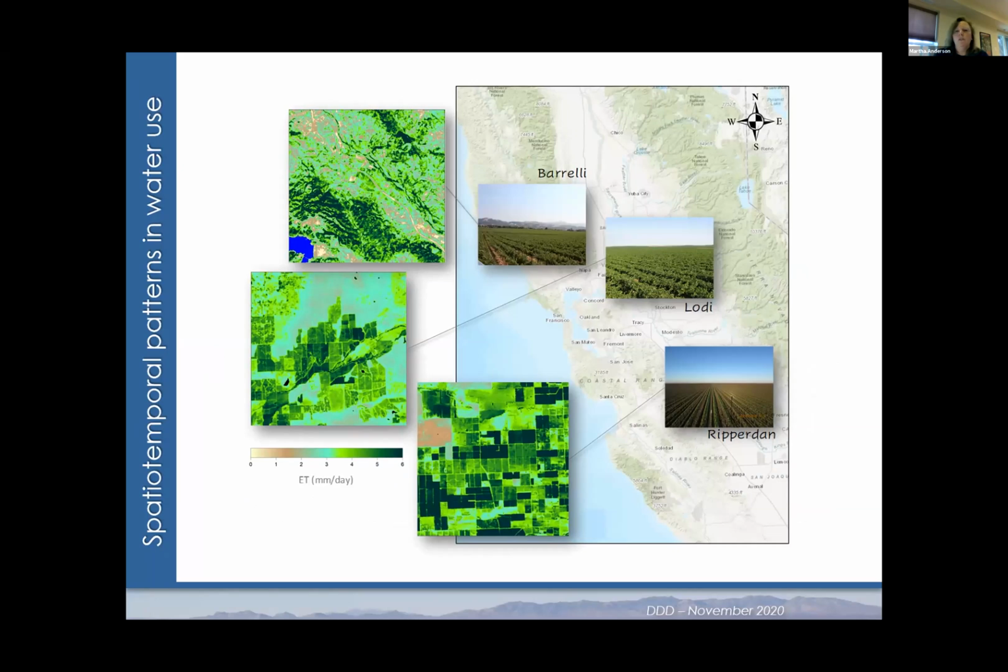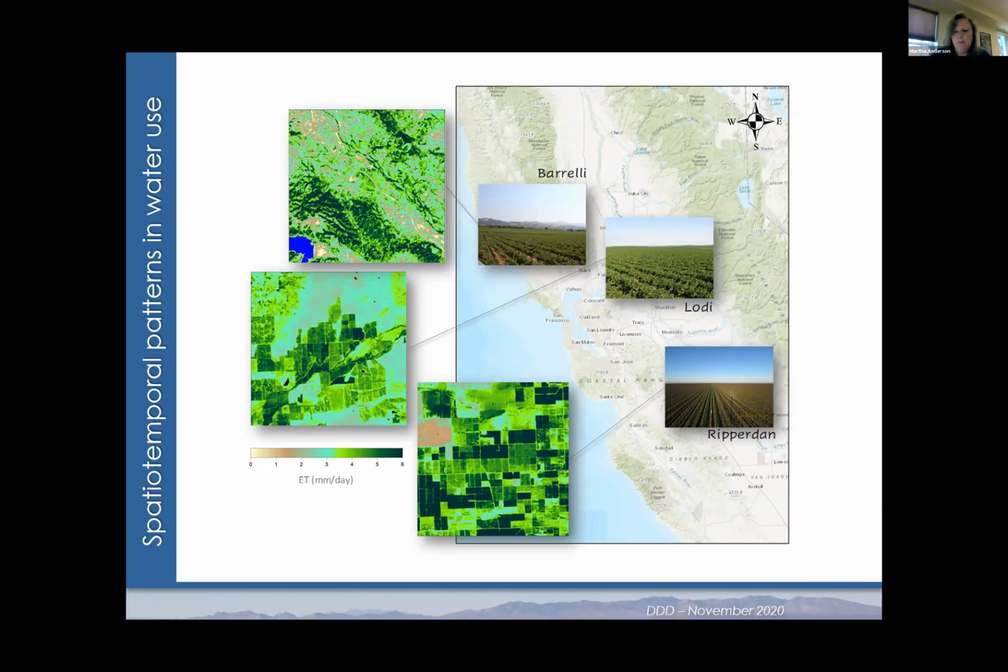So over the course of GrapeX, we've been constructing multi-year ET data cubes using Landsat, using combinations of different thermal data sources over each of our GrapeX sites, Borelli to Lodi to Ripperdan, and using them to study water use patterns at a variety of different scales over time, from the field scale to the local scale to the regional scale, and how those patterns respond to changes in land management and climate.